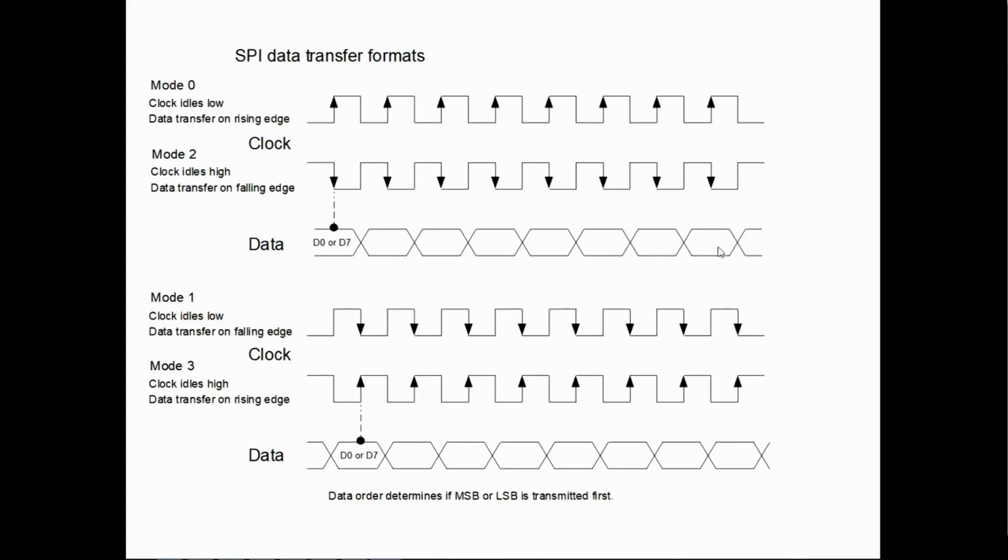How the data is shifted out, which bit comes out first, either the least significant or the most significant bit, either D7 or D0, is determined again by the device that you're talking to, and then you can set that up in the microcontroller whichever way works. It's called the data order, most significant bit first or least significant bit first.